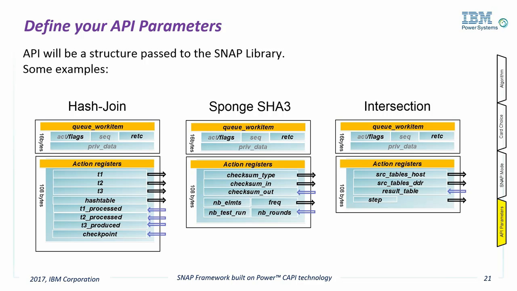The intersection example, again, has 3 pointers, one pointing to data in host memory, the second to data in on-card memory. The result could be stored in host or card memory. All of these examples are in our CAPI Snap GitHub repository and can be used as a basis for your development.